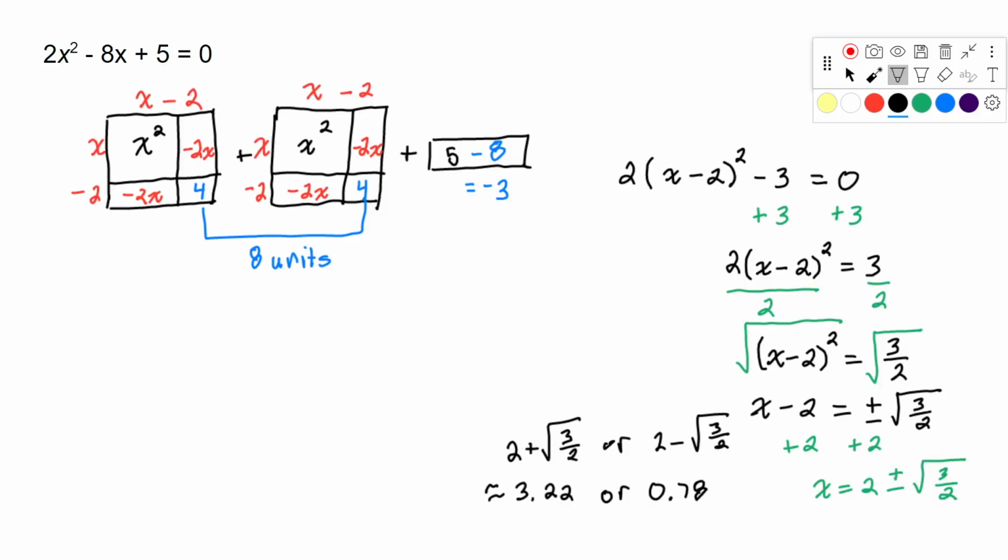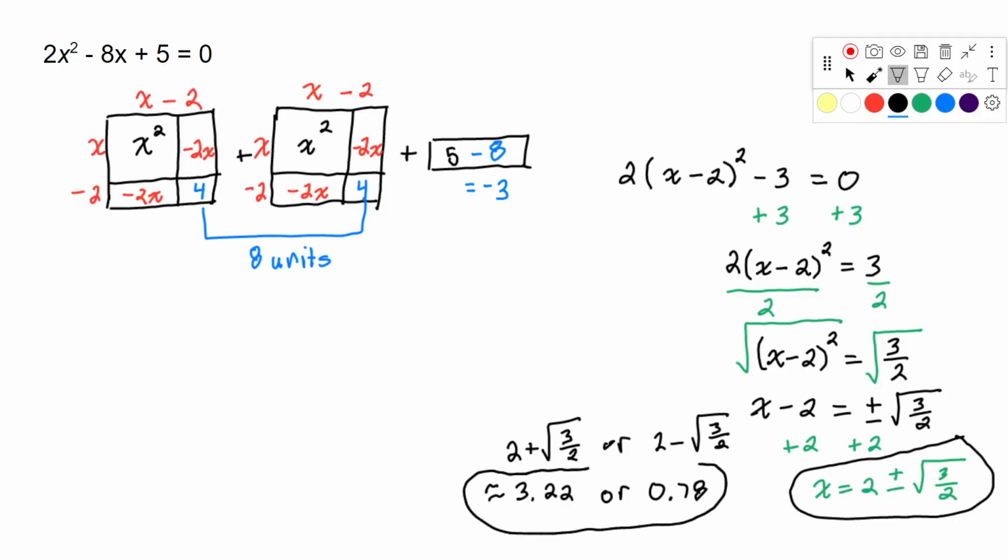So the exact answer keeps it in the radical form. The approximate answer converts it to decimals. And this concludes the video on solving by completing the square.